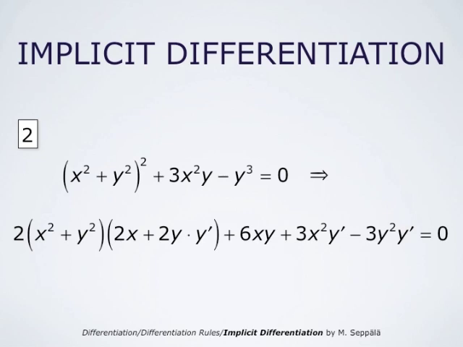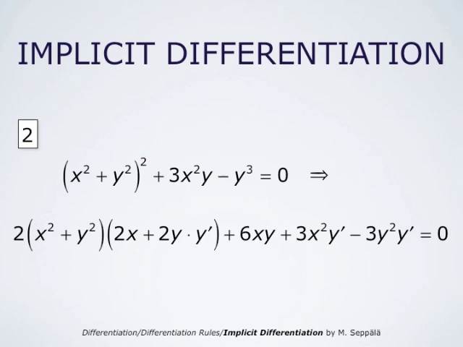Here the outer function is variable squared, the inner function is x squared plus y squared. But now x squared plus y squared is a function of x, so the derivative of x squared is 2 times x, and the derivative of y squared has still to be computed by the chain rule. It is 2 times y times y prime. So we get from the first term the term 2 times (x squared plus y squared), and that sum multiplied by 2 times x plus 2 times y times y prime.